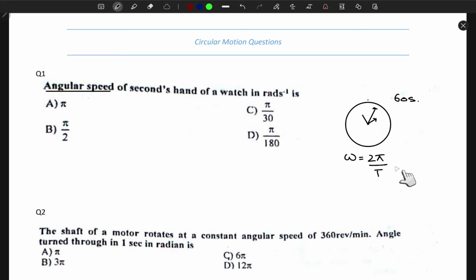So all you have to do is plug in the value of t, which is 60 seconds, and evaluate this expression. So you get 2 ones are 2, 2 threes are 6, and the 0. So we are left with pi by 30. So that's the angular speed, pi by 30 radians per second. So that's our option C, right? So that's the correct option.